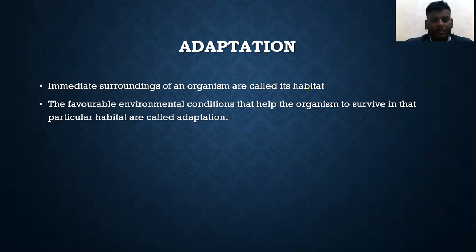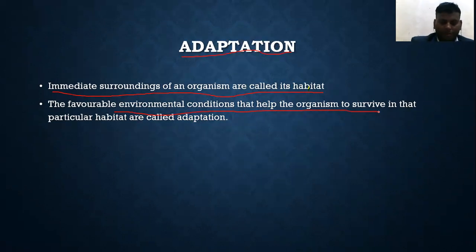So the immediate surrounding of an organism is called its habitat. The favorable environmental conditions that help the organism to survive in a particular habitat are called adaptation. For example, the body of a polar bear is adapted to live in the cold mountainous region. So this was about the habitat.